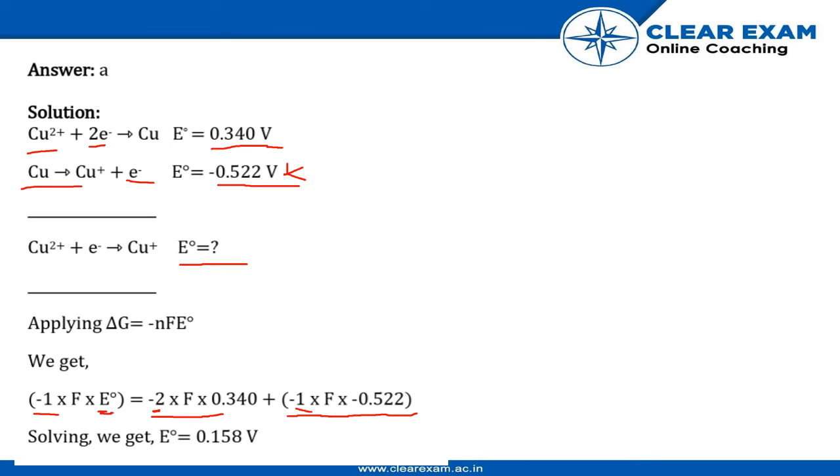By solving this, we get E naught is equal to 0.158 volt. Hence option A is correct. Thank you. Hope you understood.